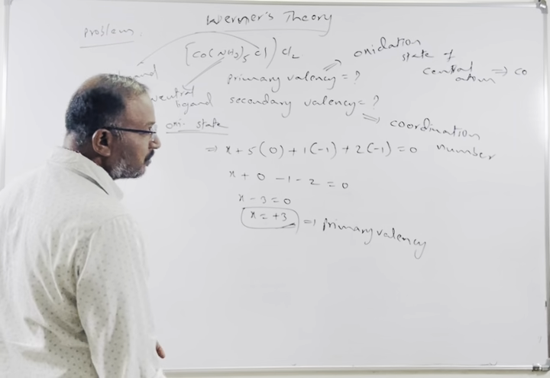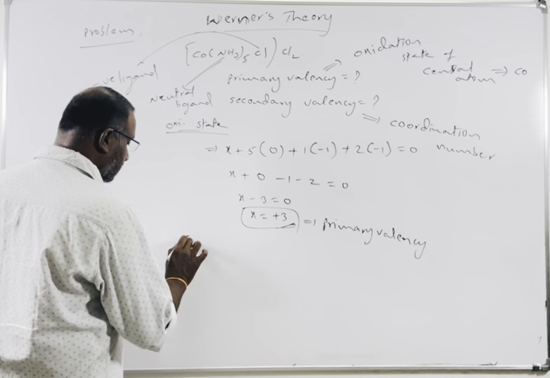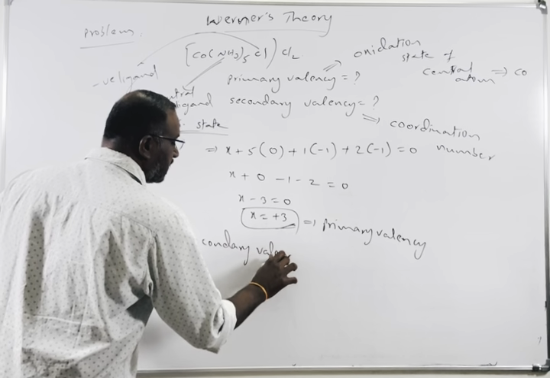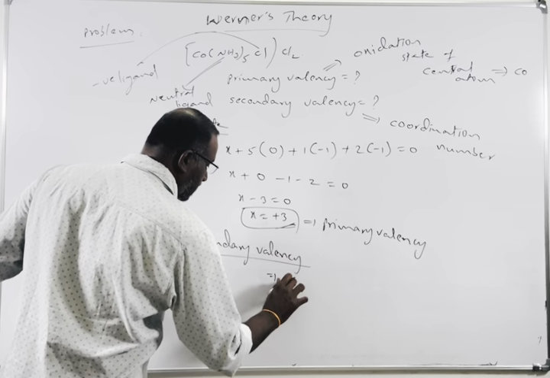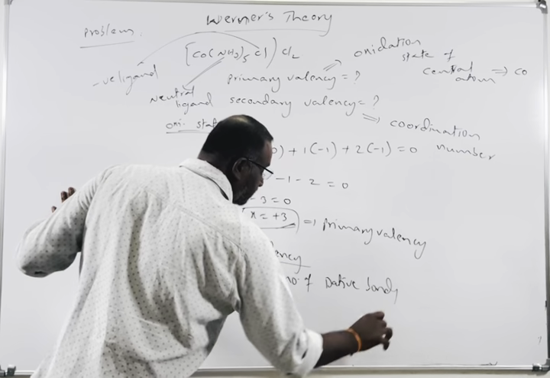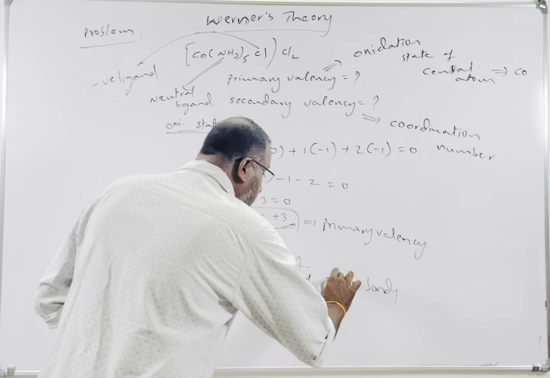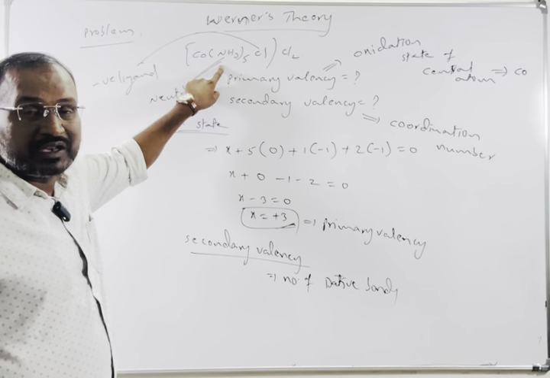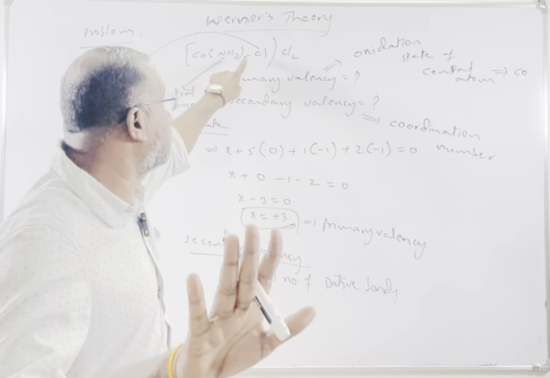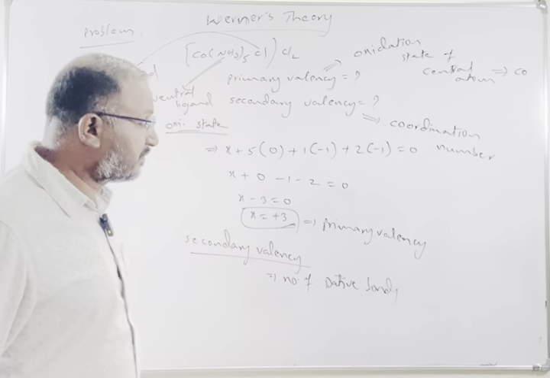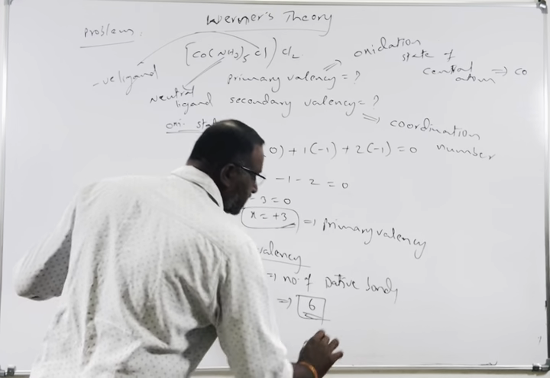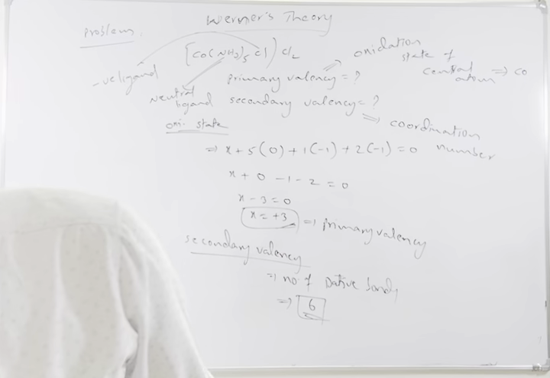Let's come to coordination number, the secondary valency. Secondary valency means the number of dative bonds, that is, the number of coordinate covalent bonds. One ammonia can form 1 bond, so there are 5 ammonias forming 5 dative bonds, and 1 chlorine is also there, forming 1 bond. So here the dative bonds are 6. So this is the secondary valency of this complex.